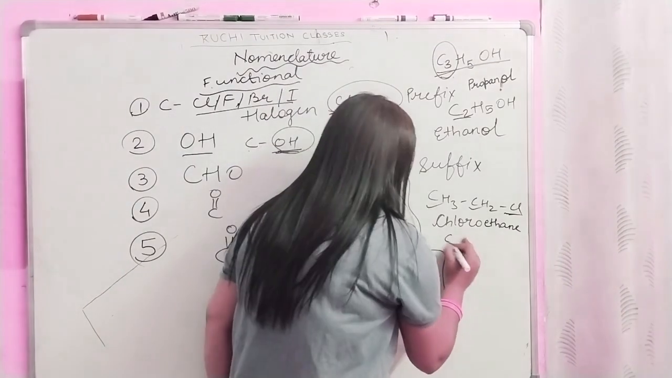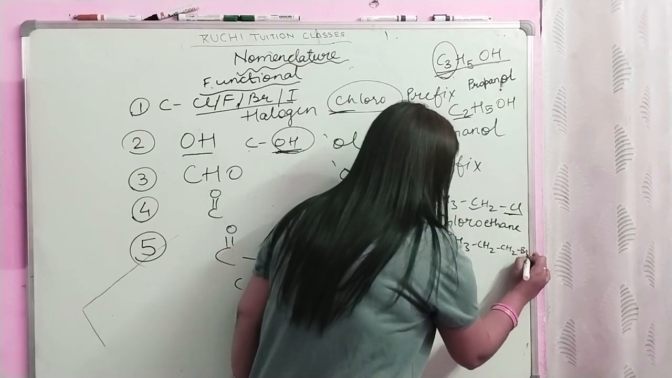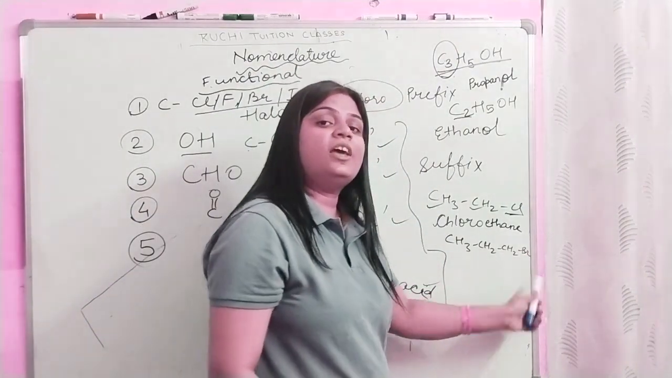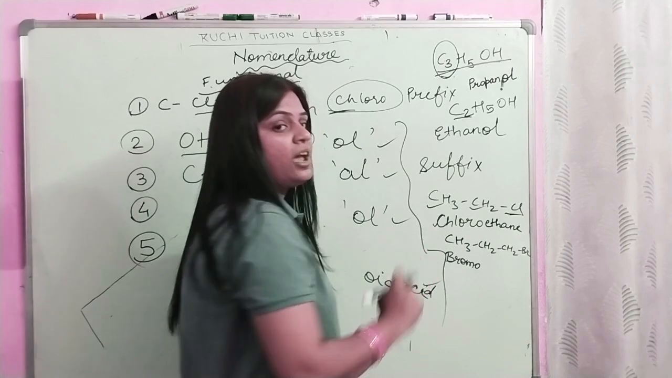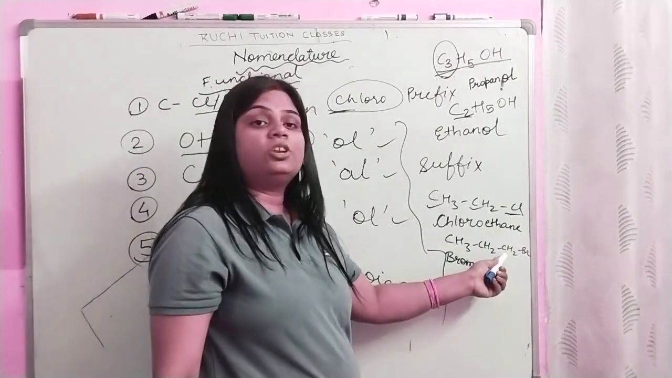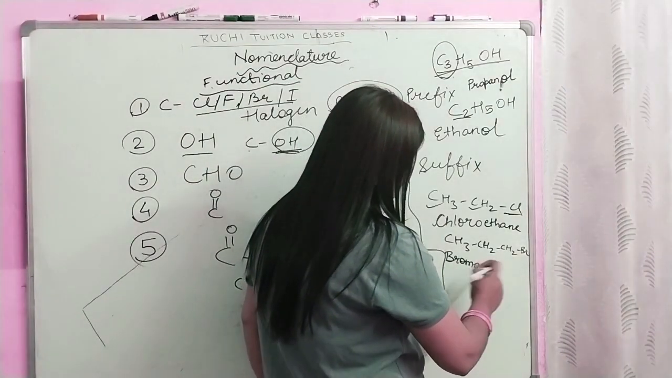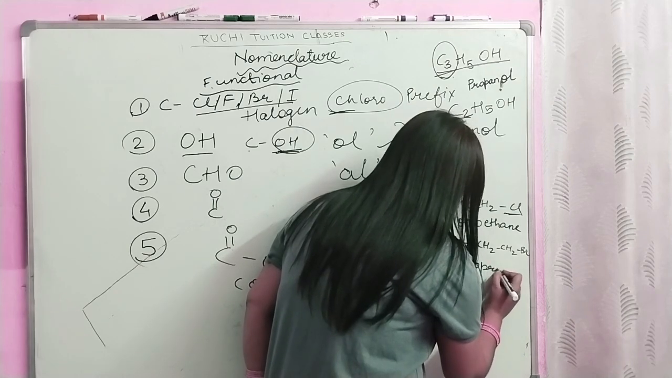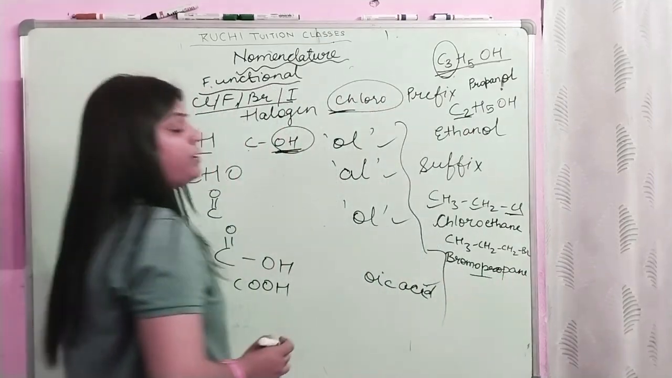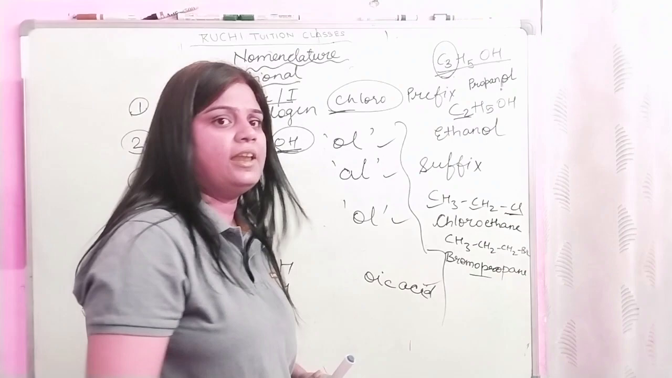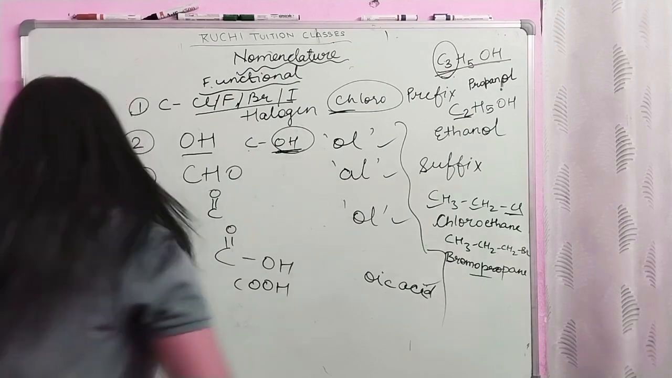Chloroethane, yes. If CH3CH2CH2Br. What is this? Which halogen group is there? Bromine. So we write bromo. How many carbons are there? 1 carbon, 2 carbons, 3 carbons. So what will you write here? Propane. Bromopropane, because in the halogen group we write the prefix. So I think till two functional groups it is clear.